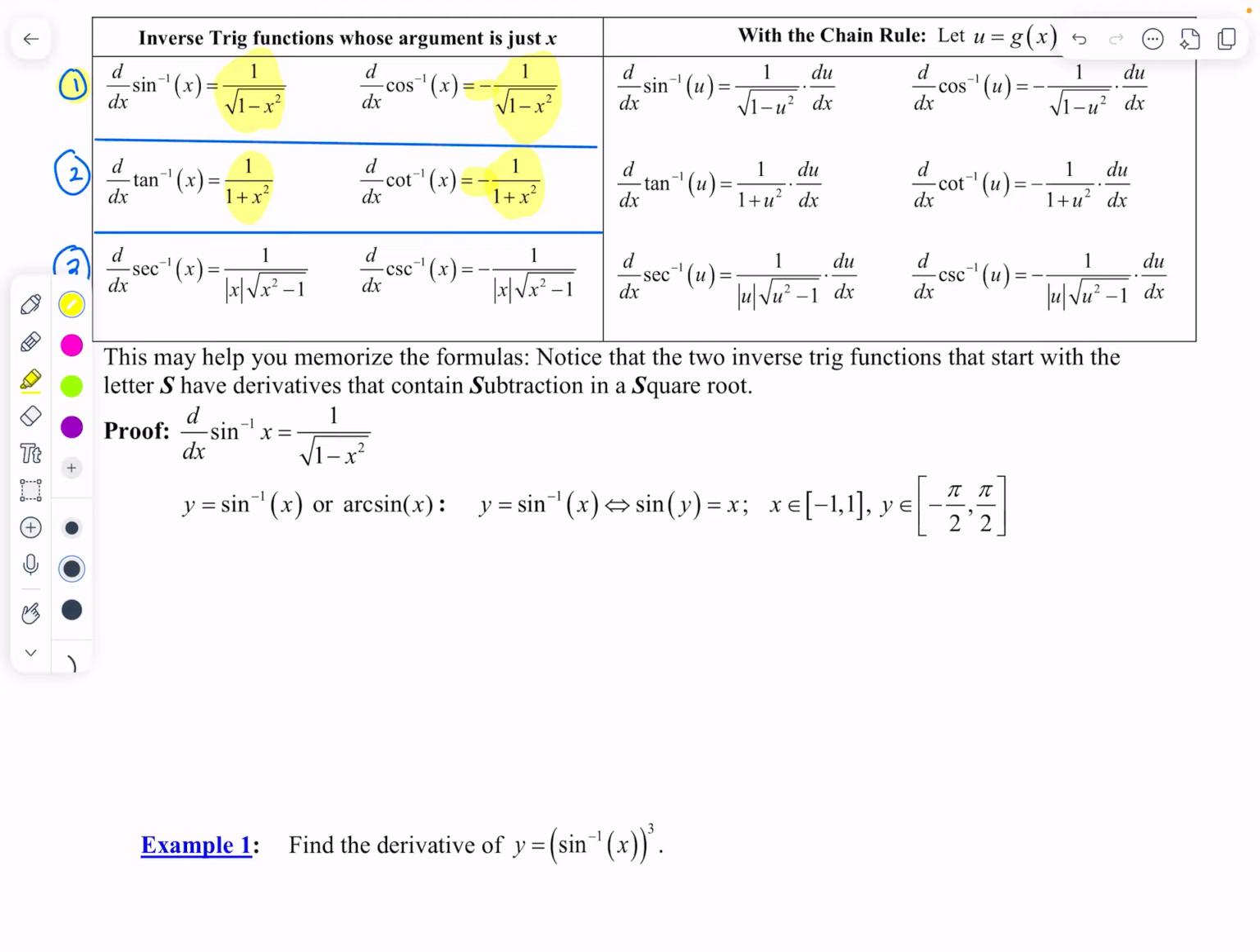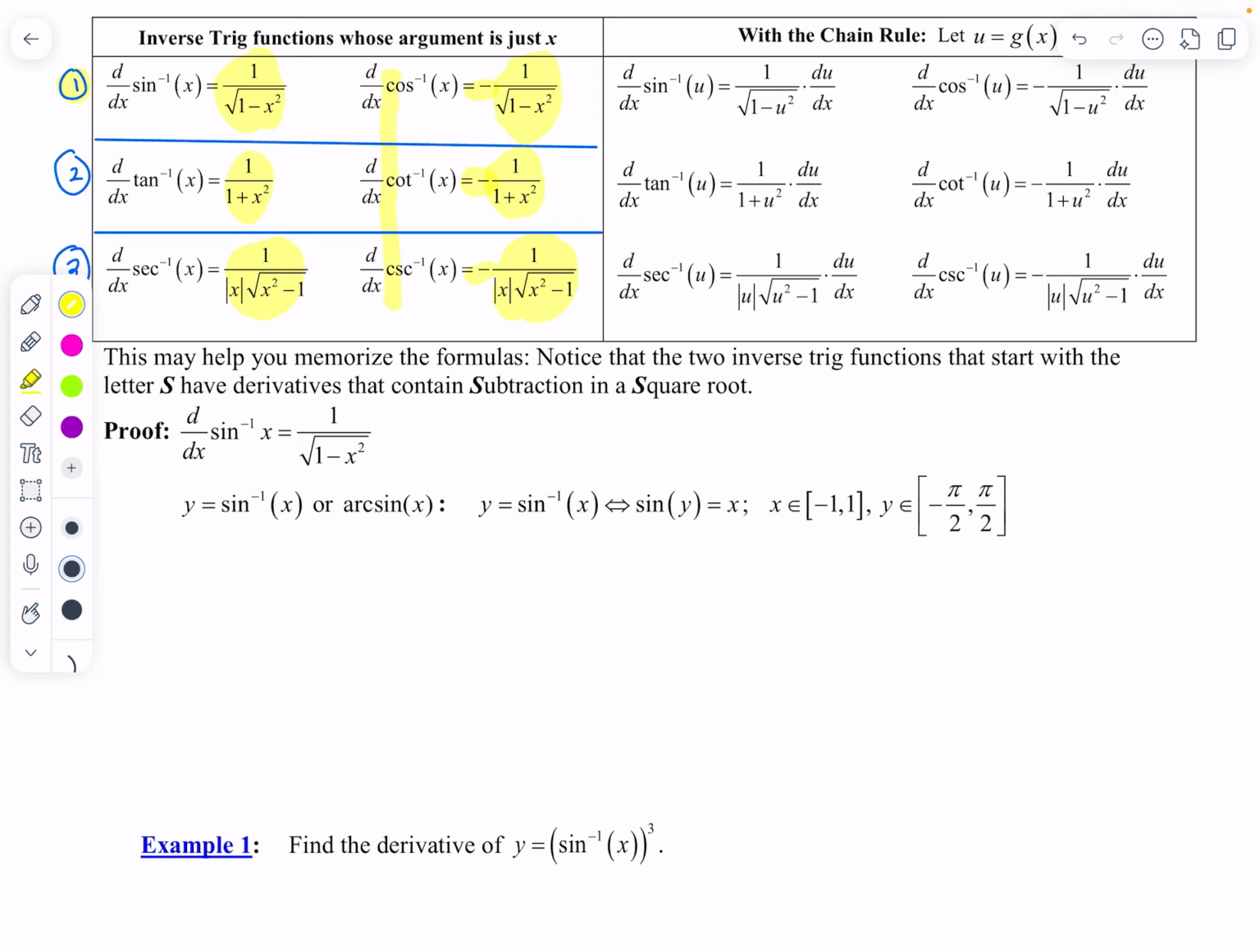So then let's look at 3. The derivative of the inverse secant at x equals 1 over the absolute value of x times the square root of x squared minus 1. And the derivative of inverse cosecant at x equals -1 over the absolute value of x times the square root of x squared minus 1. So as we can see, these two have the same values. However, inverse cosecant has that negative. So anything that starts with the letter C has a negative value.